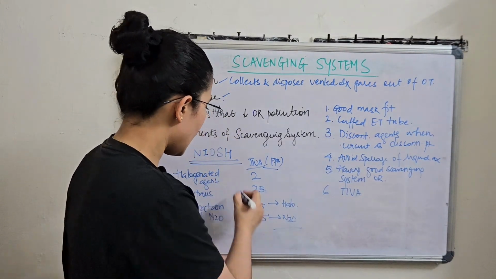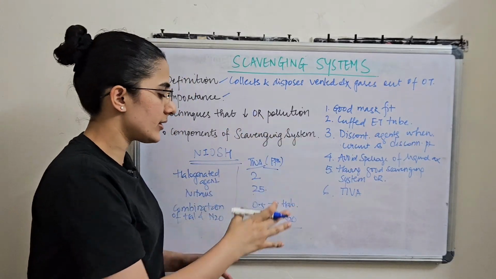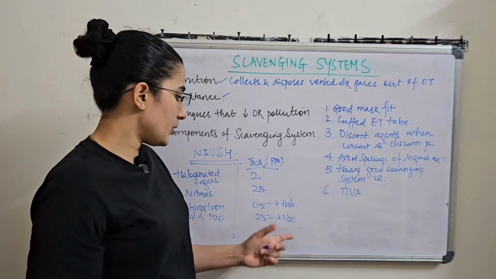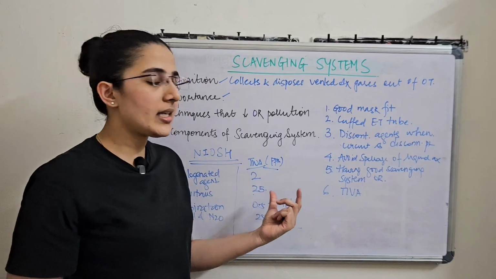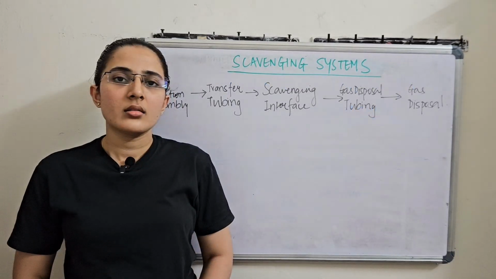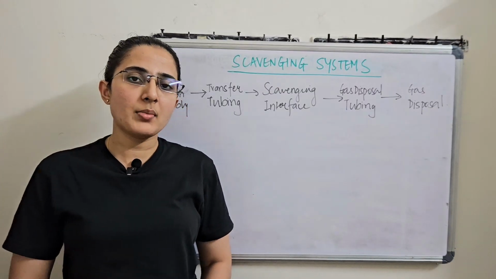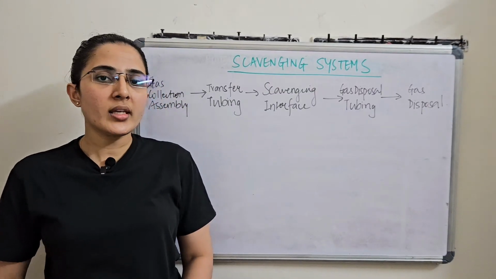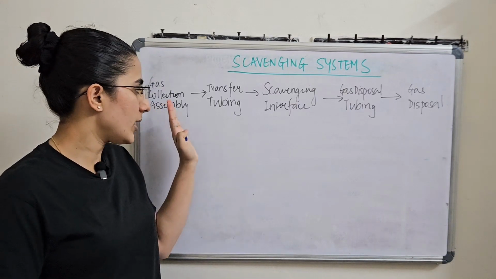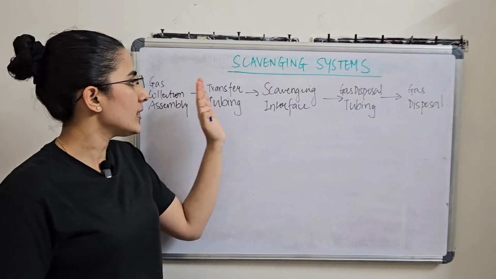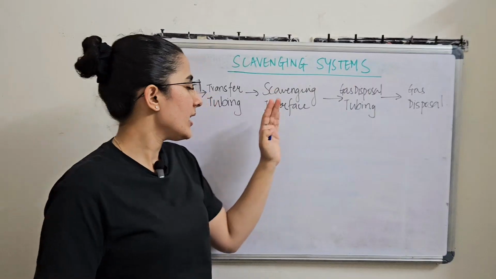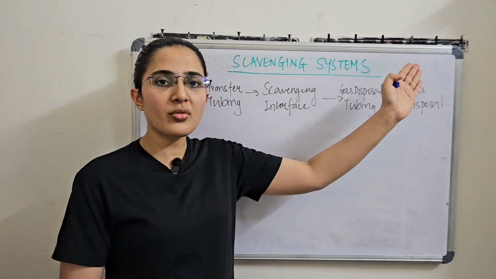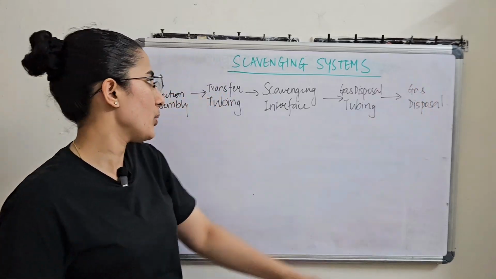So this table, in fact this lecture, is condensed from Miller's itself. So you can add this table to your answer when you get this question in the exam. So next we'll be seeing about the components of the scavenging systems. Here I have briefly written on this board the various tubings through which the gases will pass before they go up for disposal.